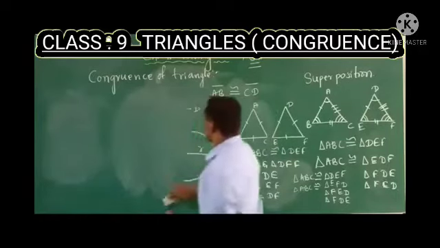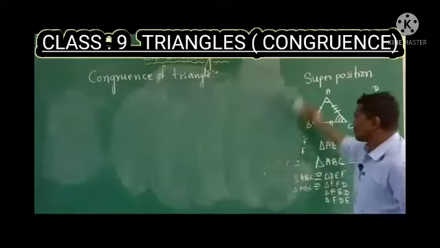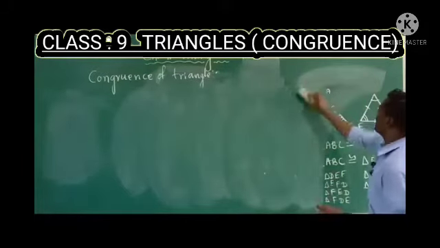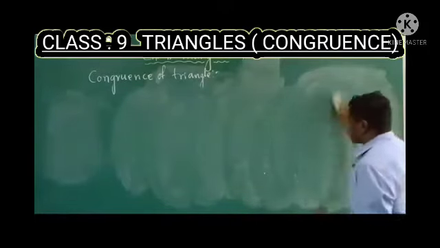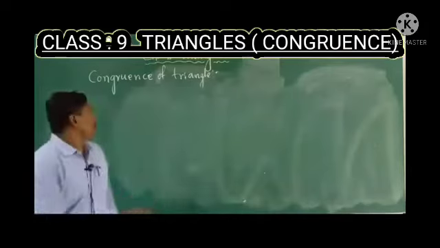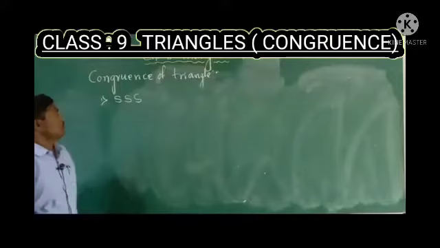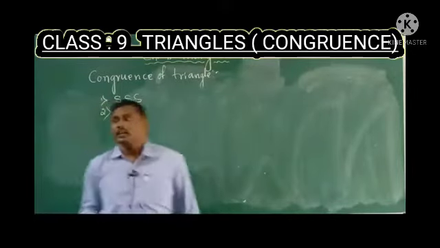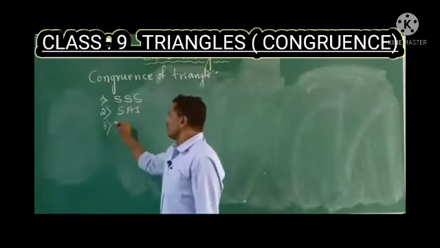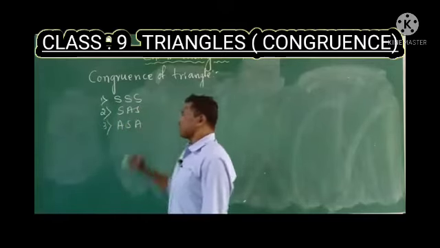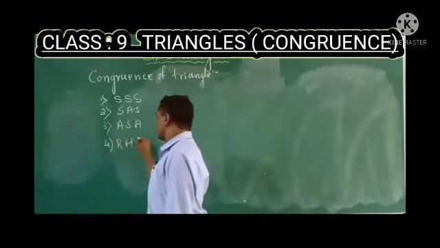In the congruence of triangles, we have some criteria. Criteria means rules. By applying some rules, we prove that the given triangles are congruent to each other. Basically, the first one is SSS criteria. The second one is SAS criteria. The third one is ASA criteria. The fourth one is RHS criteria.